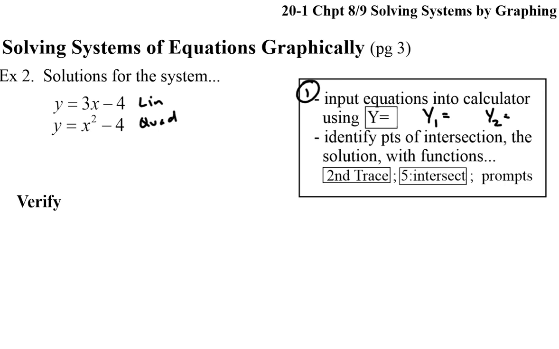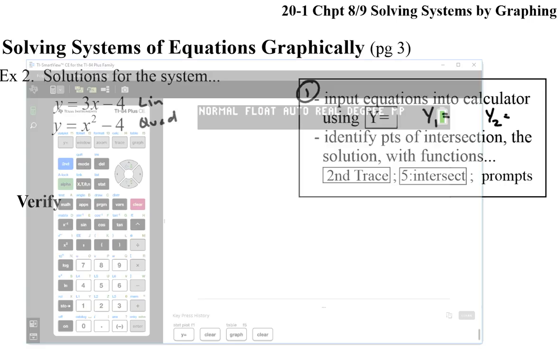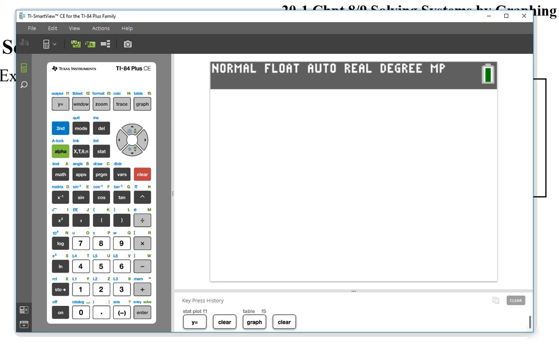Please make sure that when you do go to graph, you need to see the entire graph, so you might have to change your window settings. So, here we go. On our calculator, we need to plug in those two equations in the y equals. So I'm going to pull up y equals, and I need to make sure that I am doing the correct question. Let me just go back.